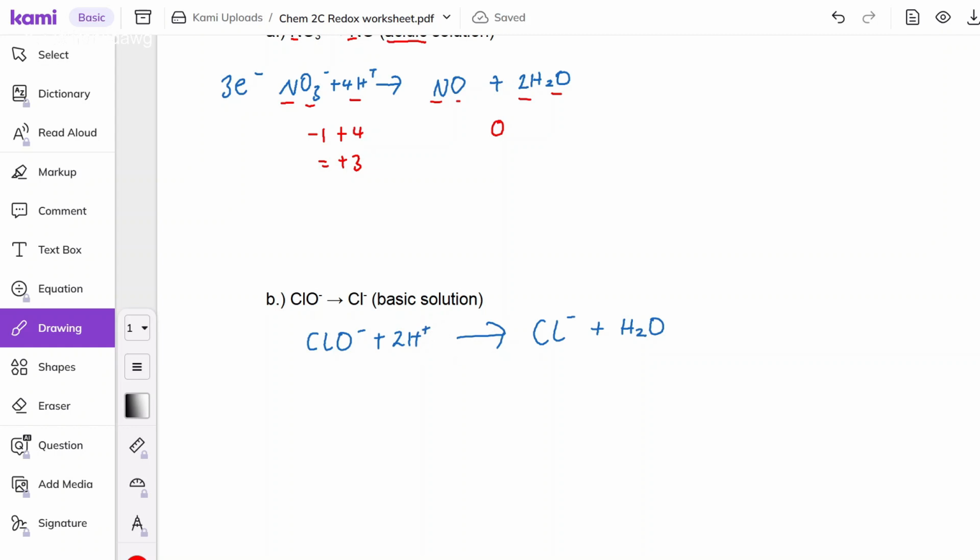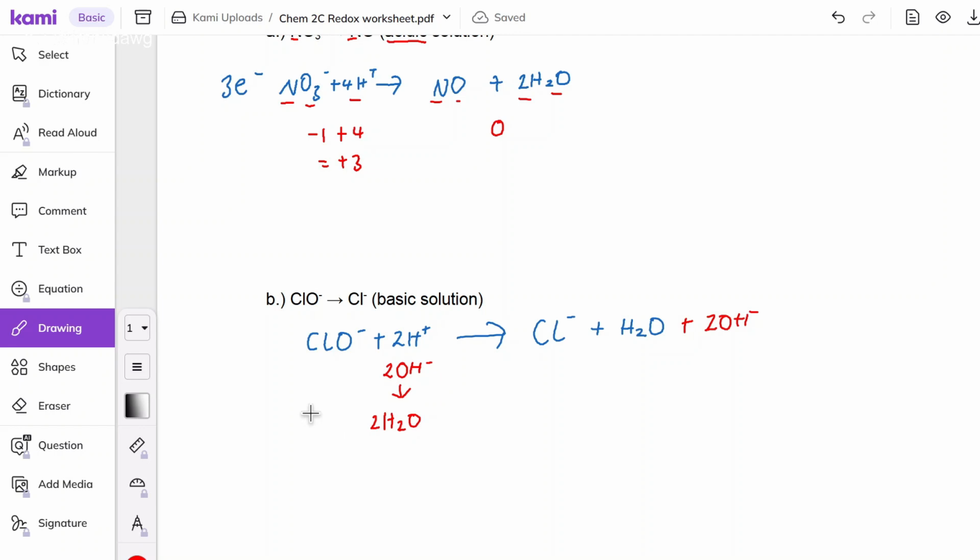If it's an acidic solution, we just skip straight to balancing the charges. But since it's basic, we have to get rid of the H+ because we can't have H+ in a basic solution. So what we do is we add 2 OH- to get rid of it. And remember, whatever we do to one side, we have to do to the other side. Since H+ and OH- come together and make neutral H2O, positive and negative cancel, and 2 H's and 1 O, and it's 2 of them, so it makes 2 H2O.